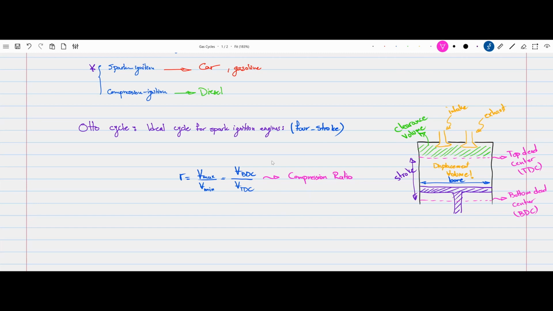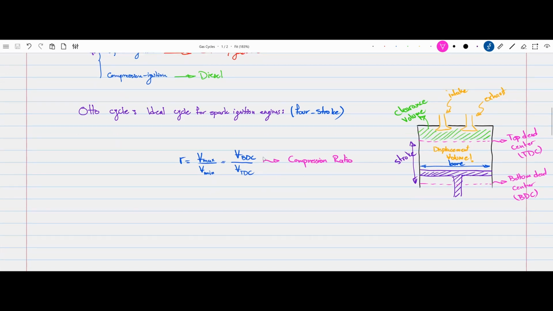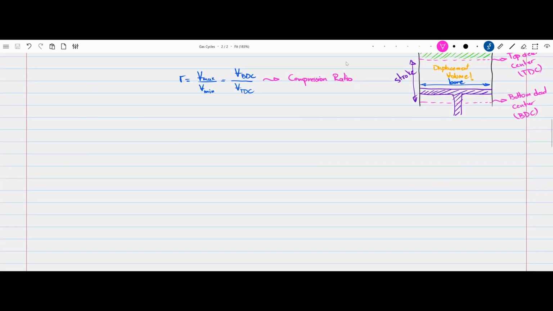This is very important, and we are going to see it later within the equations that we are going to derive for the Otto cycle. Okay, now let's see if we can develop an idea of how a four-stroke engine actually works.